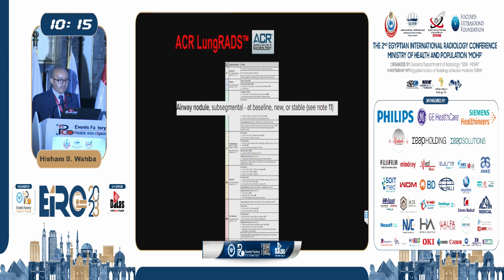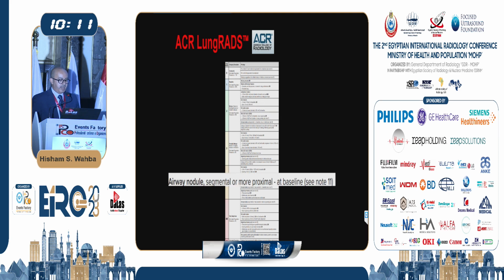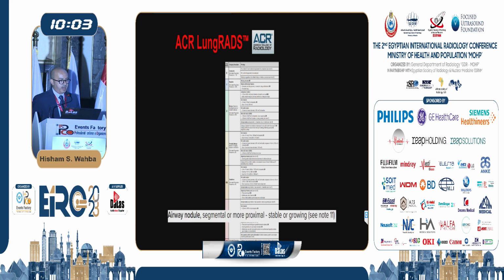Those are most likely benign. The airway nodules should start by falling in Lung-RADS 2, and then if they are suspicious or more proximal or more sizable or of a more irregular configuration, they'll fall in Lung-RADS 4A and 4B.